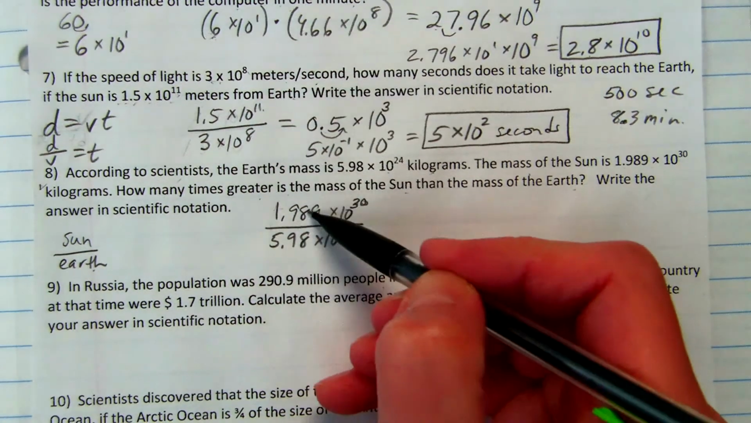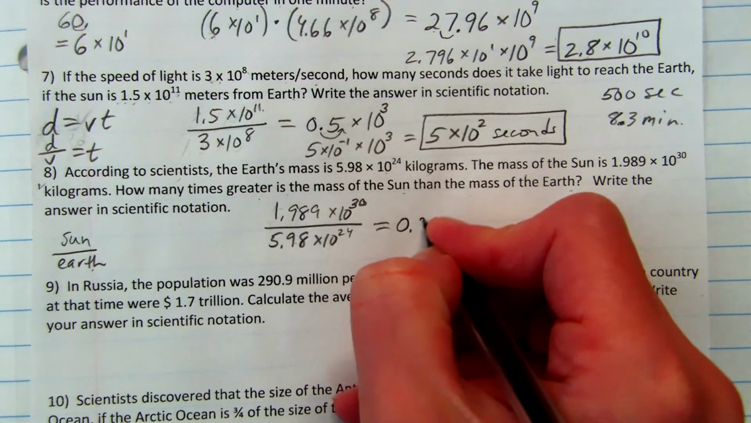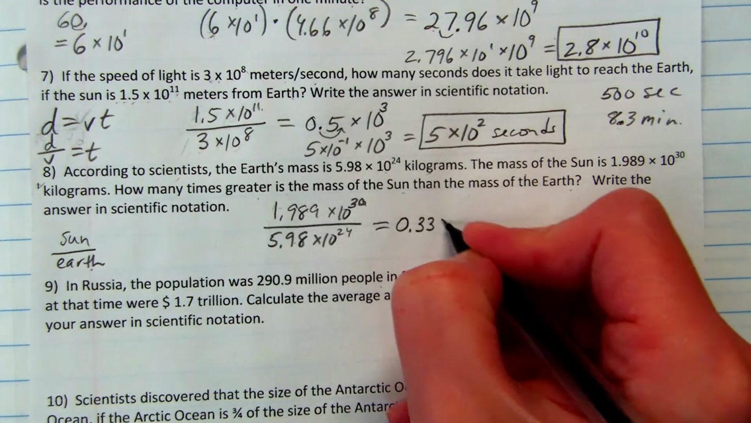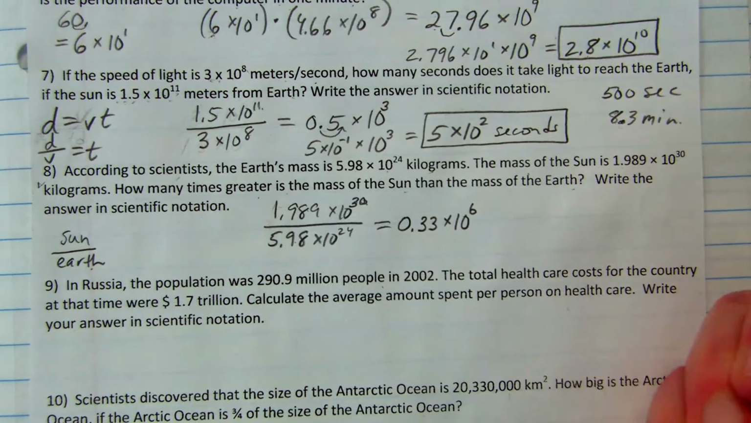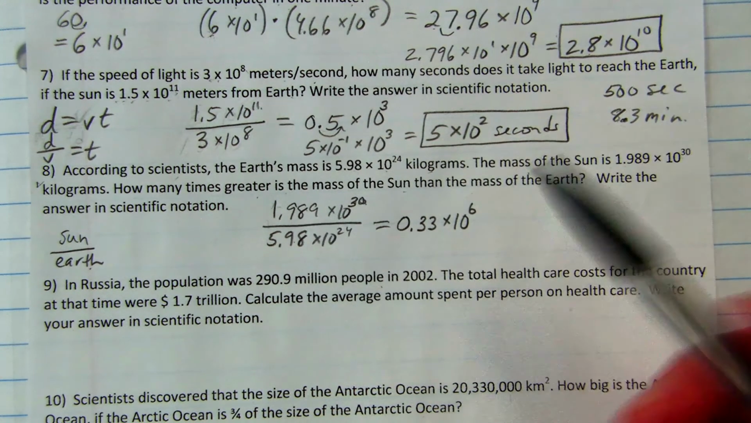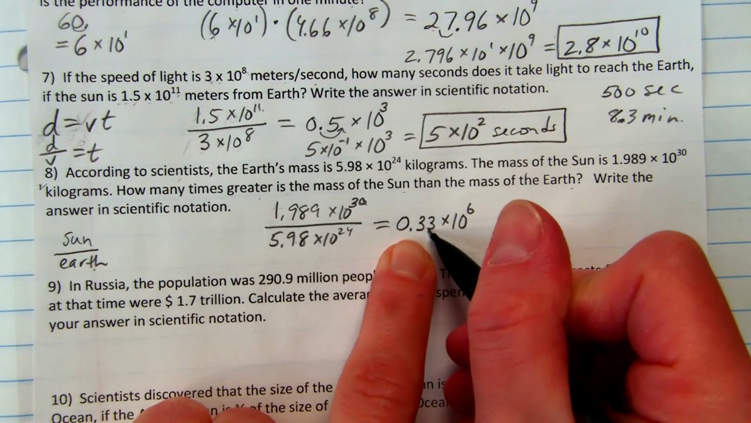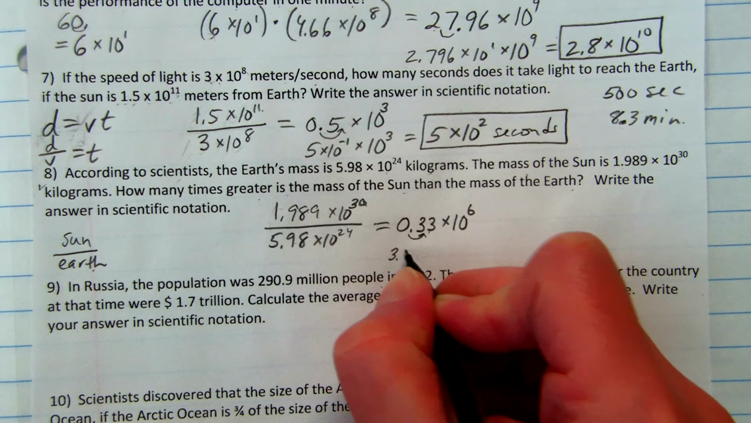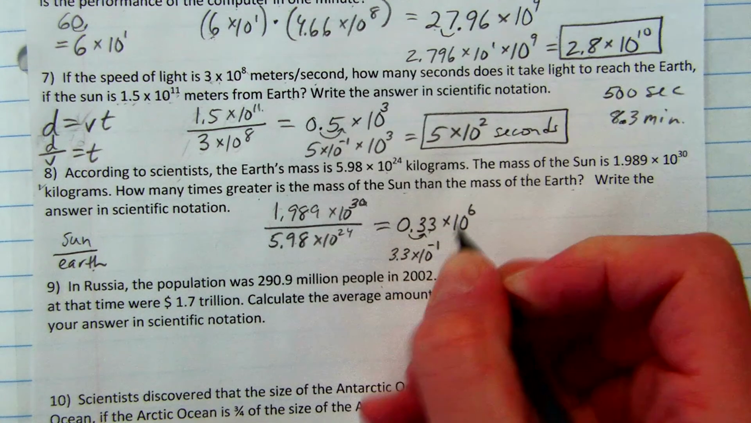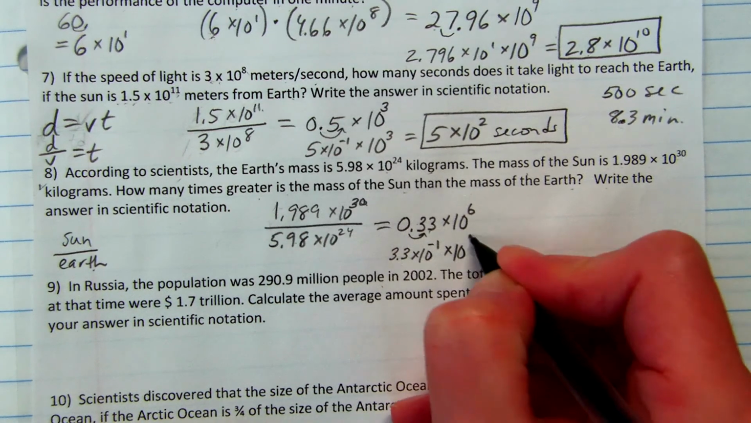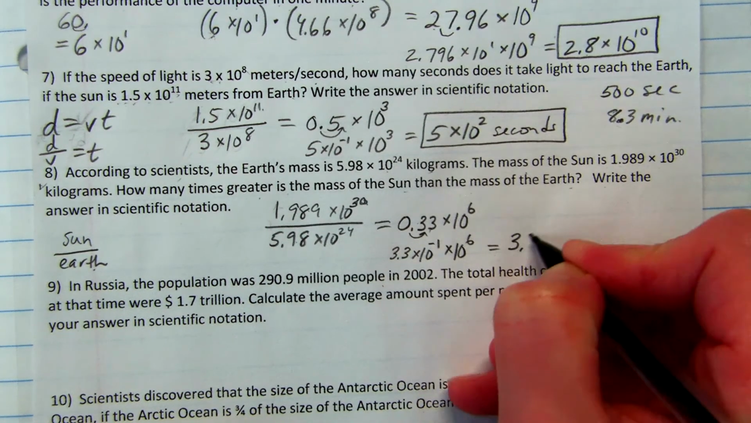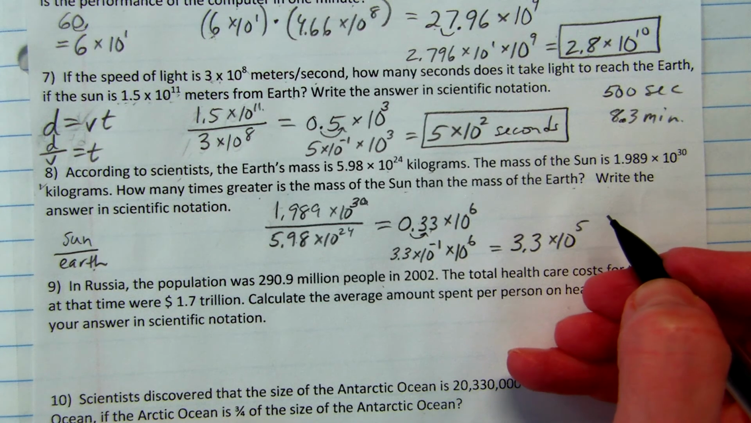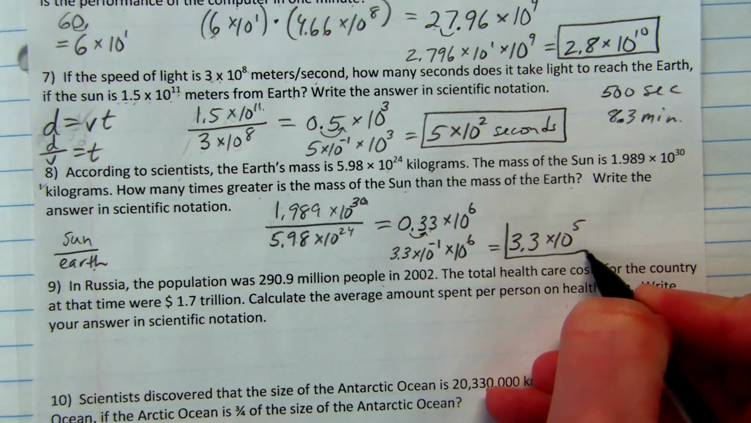So if I divide this number by this number, I get like 0.33 repeating. And then 30 minus 24 would be 10 to the 6th. Now it says to write the answer in scientific notation, so I have to check and make sure this number is between 1 and 10. It's not. I've got to move the decimal over one place, which makes it 3.3 times 10 to the negative 1, because that was a decimal. And I already had 10 to the 6th. So it's about 3.3 times 10 to the 5th. So if they wanted to know about how many times bigger it is, this is the answer.